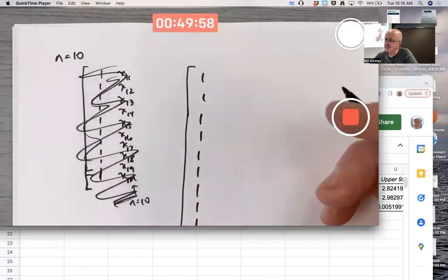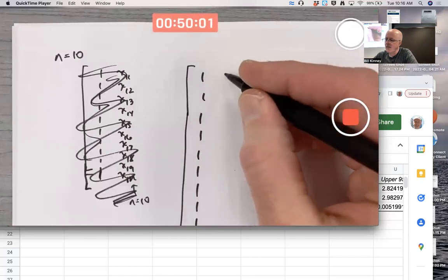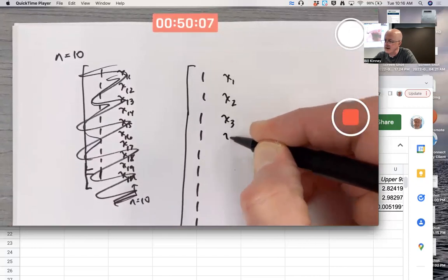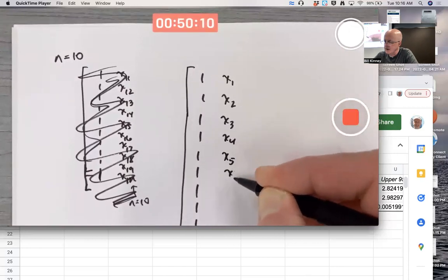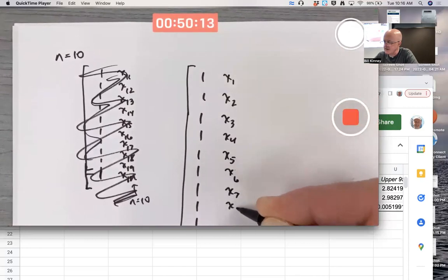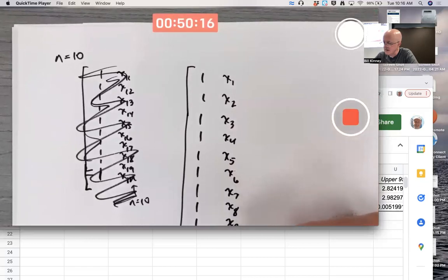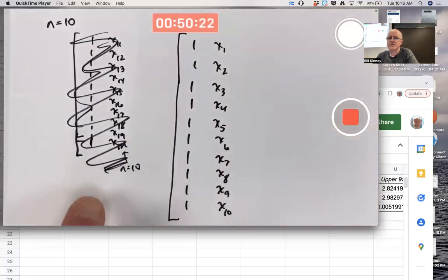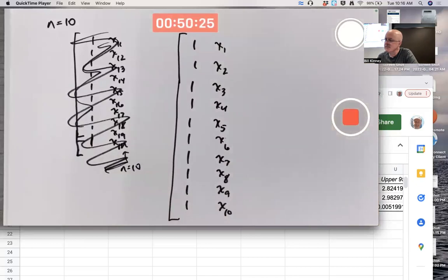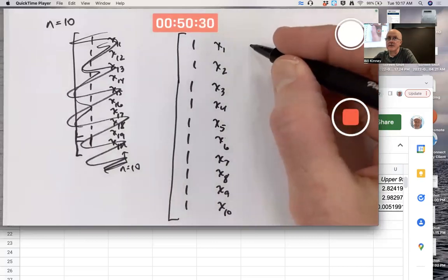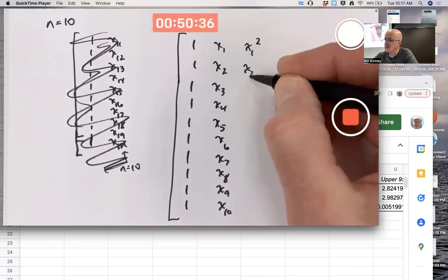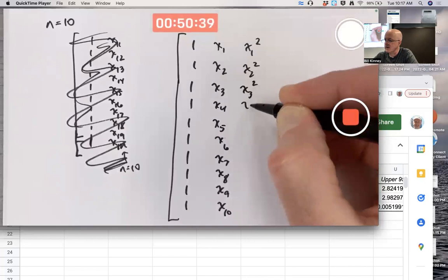I don't need two subscripts. Just x1, x2, x3 through x10. You can put dots in there if you like. I'm purposely writing them all. There will be situations where we use two subscripts, but not now. That's going to be the second column of the matrix. Here's the last column of this 10 by 3 matrix. x1 squared, x2 squared, x3 squared, etc.